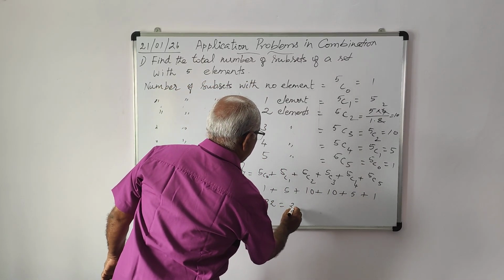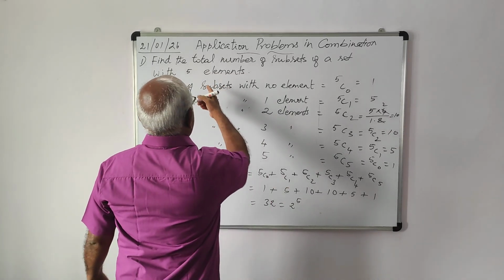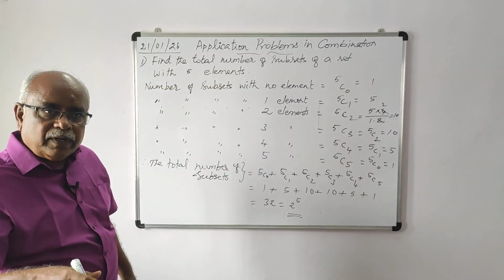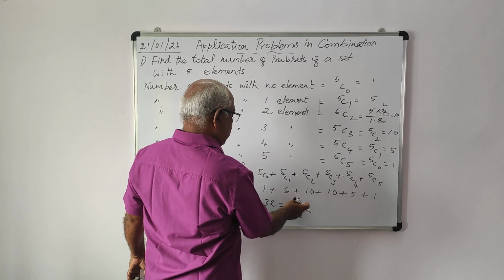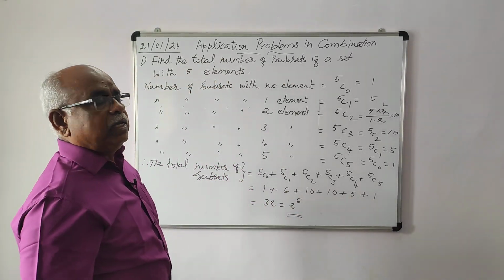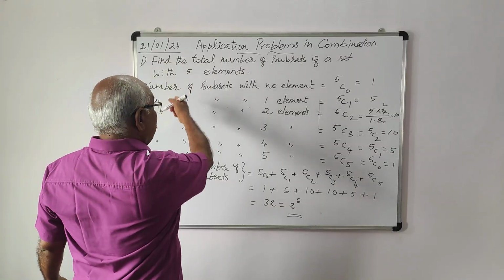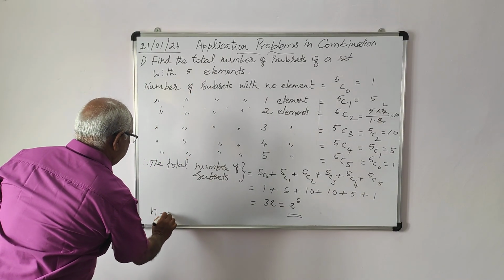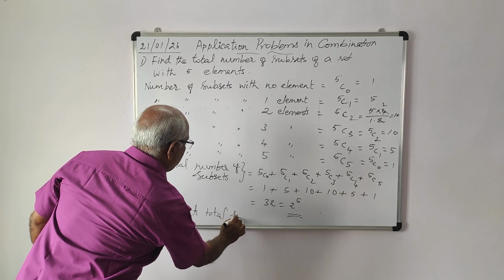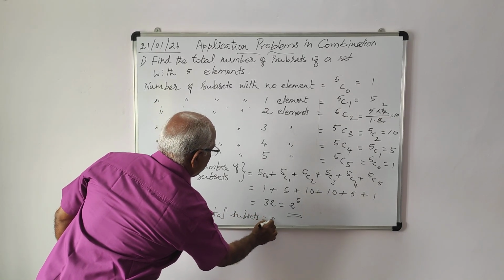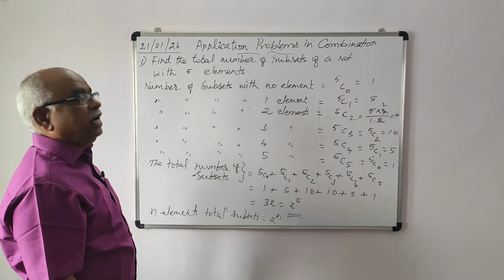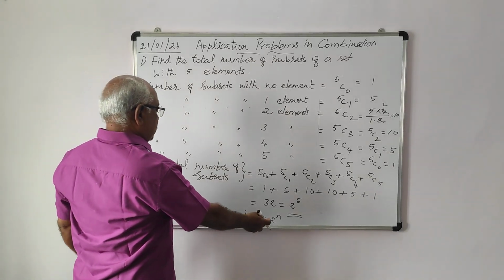This is nothing but 2 power 5. If the set contains 5 elements, the total number of subsets is 2 power 5. Similarly, if a set contains n elements, the total number of subsets is 2 power n. By generalizing, if the set contains n elements, the total number of subsets is 2 power n.